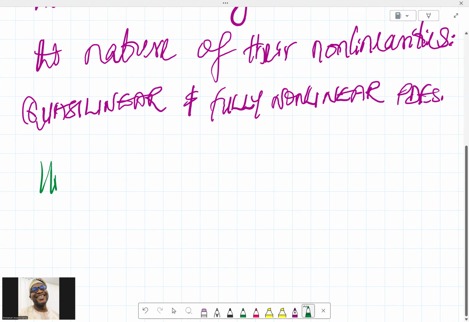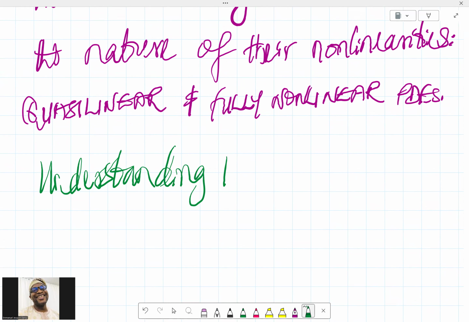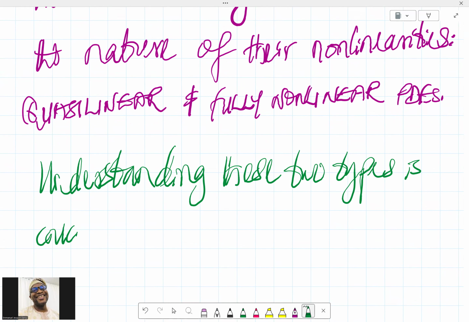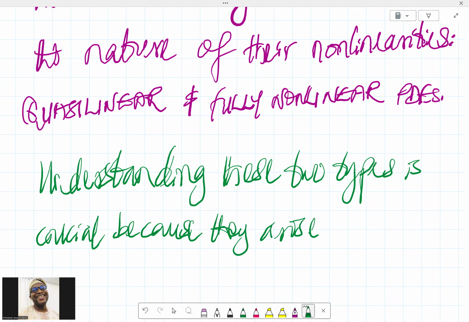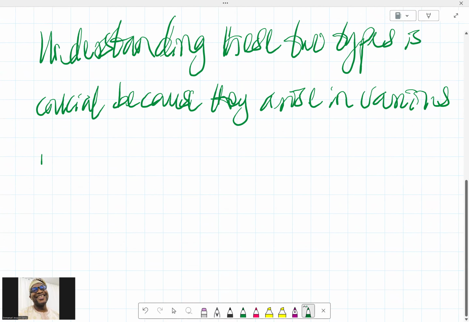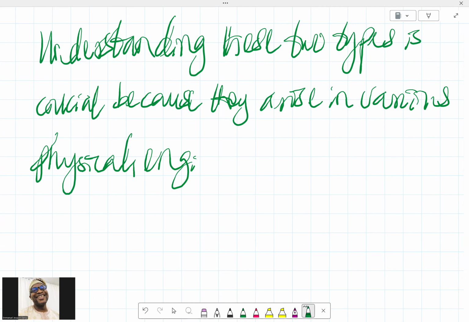Understanding these two types is crucial because they arise in various physical, engineering, and mathematical problems.